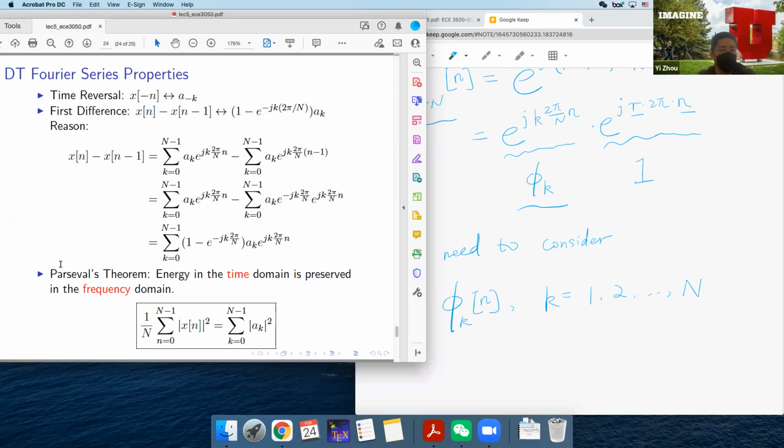And then for this discrete time Fourier series, we also have this Parseval theorem. So the energy in the time domain is preserved in the frequency domain. This formula is exactly the same as the continuous time Parseval theorem. The only difference is that in continuous time, we do integration because we are dealing with continuous time signals. But in discrete time, we calculate the left-hand side over one period of the signal. Since it is discrete time, we do summation instead of integration.